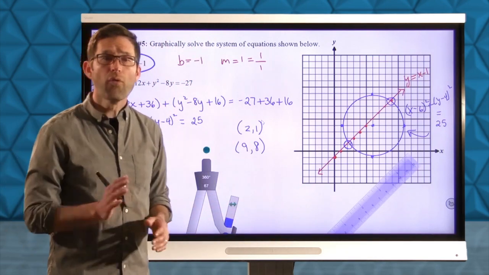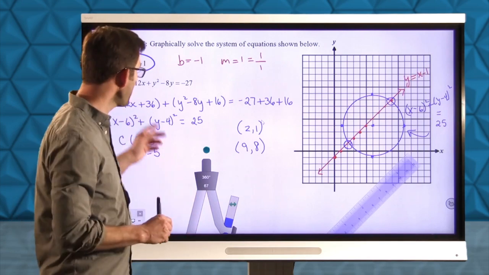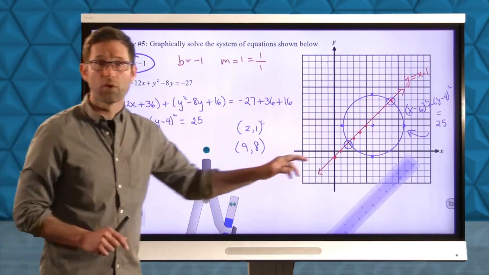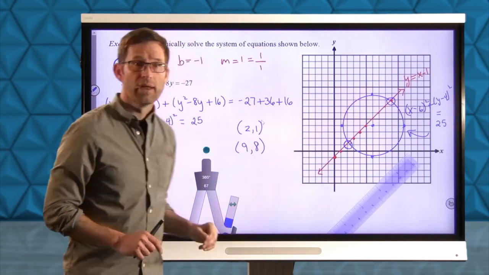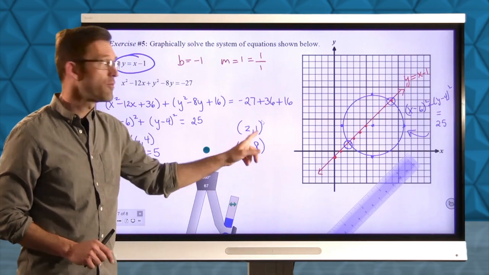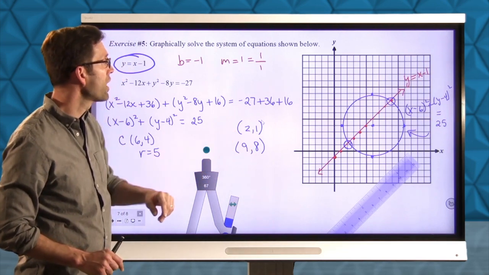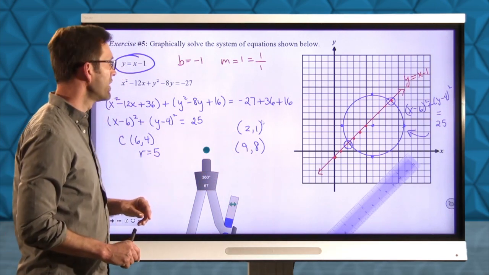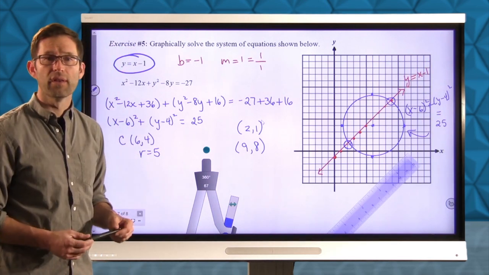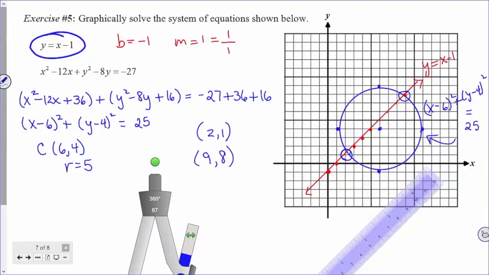Cautionary tale. Overall, though, the problem is solid, right? We have to put the equation into its center radius form in order to simply graph it, right? And then we've got the equation of the line. Overall, again, we're looking for those intersection points, 2, 1 and 9, 8. All right, so take a little bit of time, write down anything you need to, and then we'll wrap up.